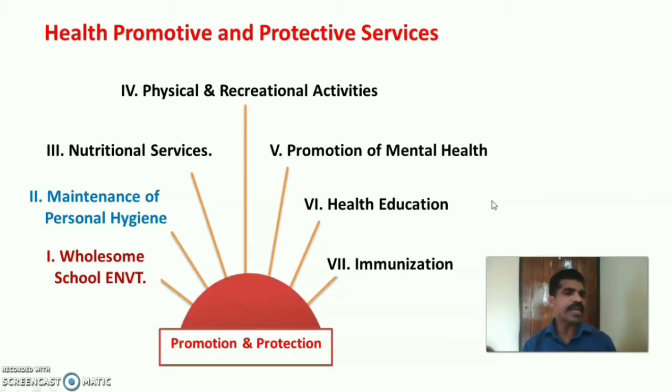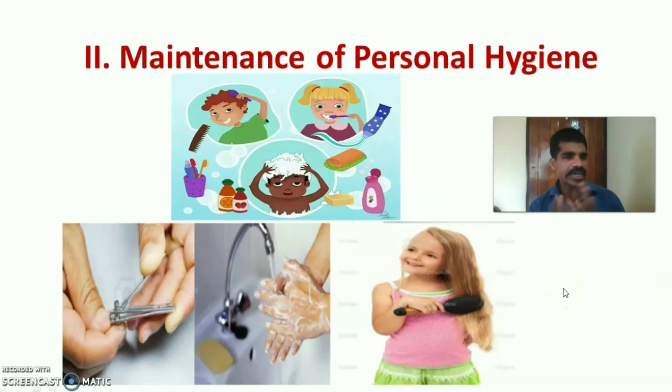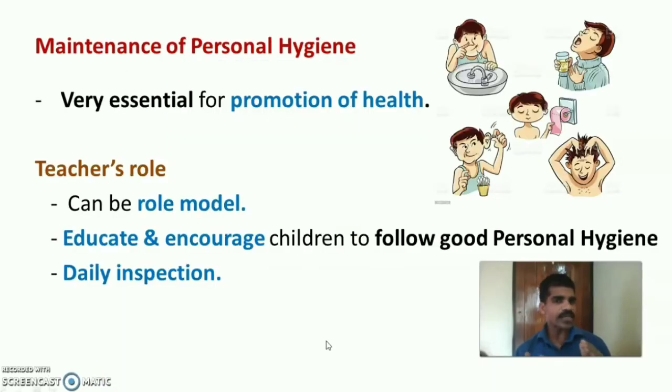So the second main activity under health promotive and protective services is maintenance of personal hygiene. Maintenance of personal hygiene is very essential for the promotion of health of the students. The teacher has got a significant role here. Teacher can be either a role model or she can educate and encourage the children to follow good personal hygiene. And even she can do the daily inspection of the students about their maintenance of personal hygiene.